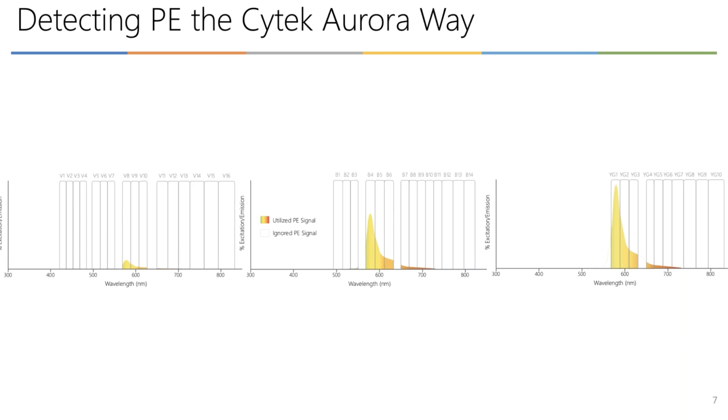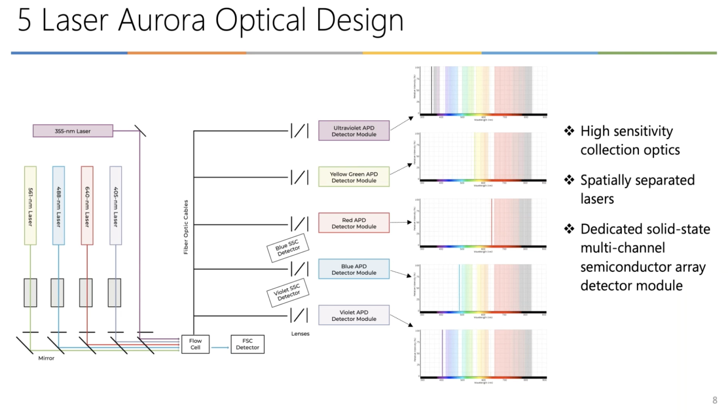So in order to make sure this is clear, let me show you a little bit more in detail what happens in the instrument, what is the optical design. We have made every effort and we have been using state-of-the-art technology to make sure that we see every single photon that is emitted after the excitation of the various fluorochromes, because that will ensure that you have the best possible data.